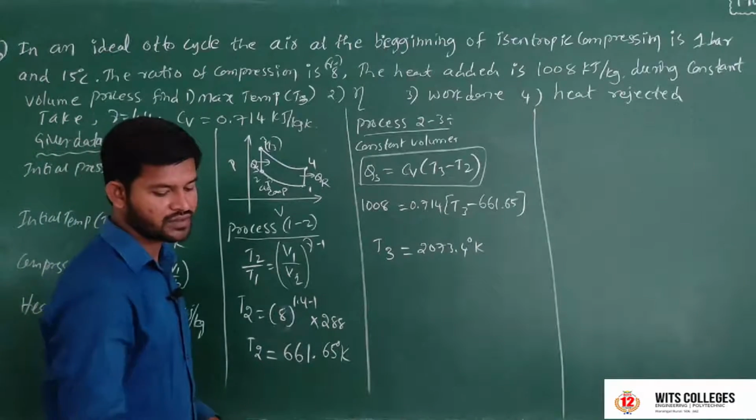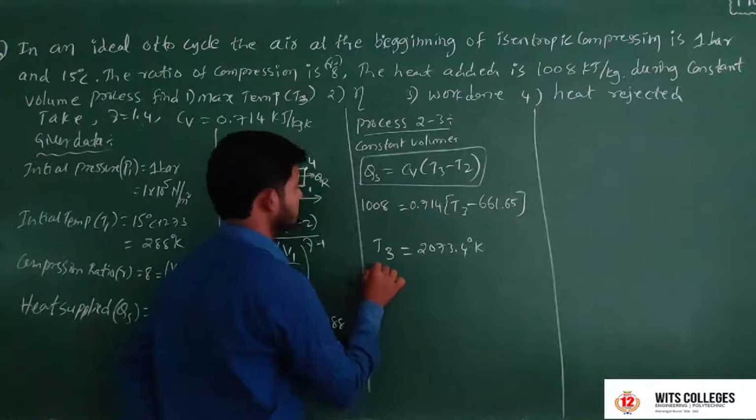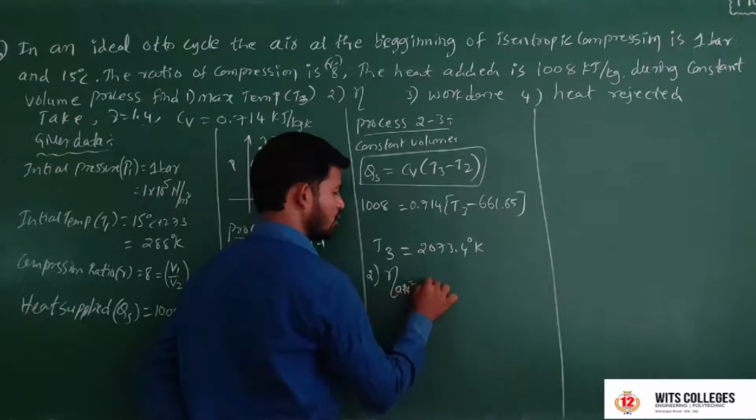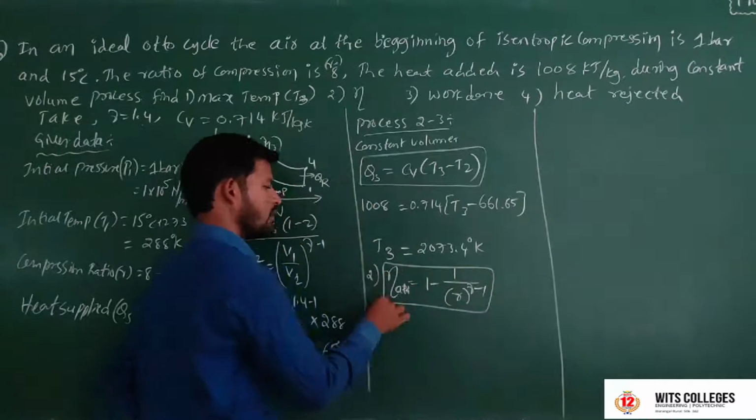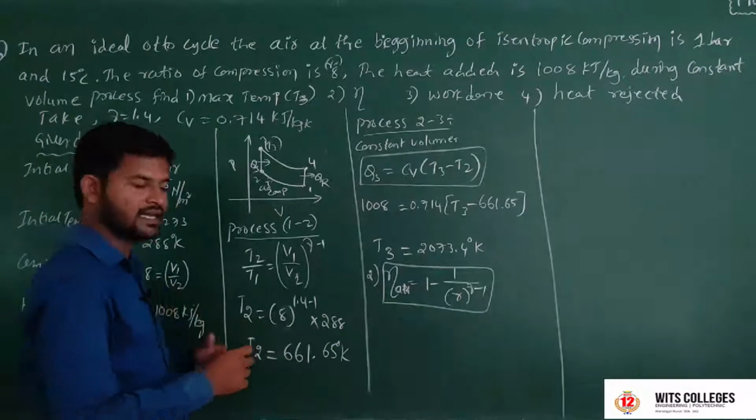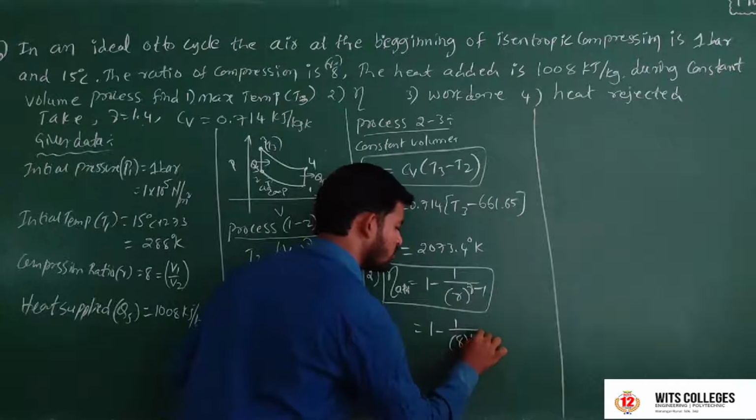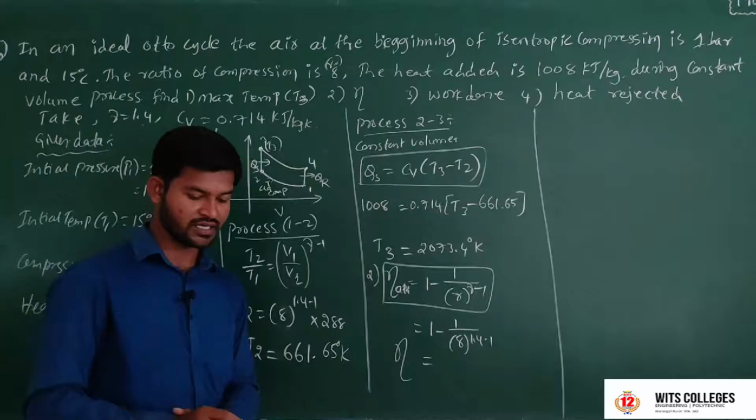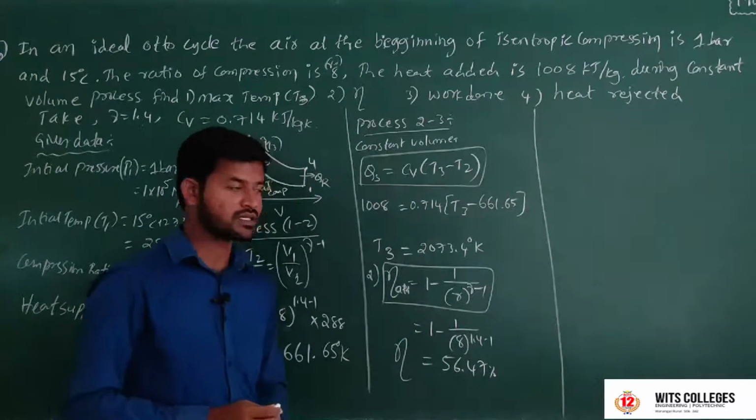Next we will find out the air standard efficiency. We know the formula of air standard efficiency, that is the Otto cycle efficiency: 1 minus 1 by R to the power of gamma minus 1. The compression ratio R is given as 8. Substituting in this formula, 1 minus 1 by 8 to the power of 1.4 minus 1, we get approximately 56.47% air standard efficiency.